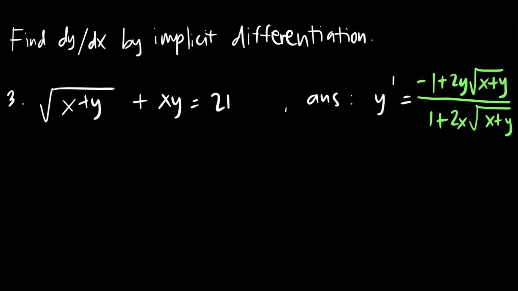To number 3. So square root of x plus y plus xy is equal to 21. So we'll just first convert it to exponent form. So x plus y to the power of one half, plus xy, just copy, equals 21. After this one, we will differentiate.